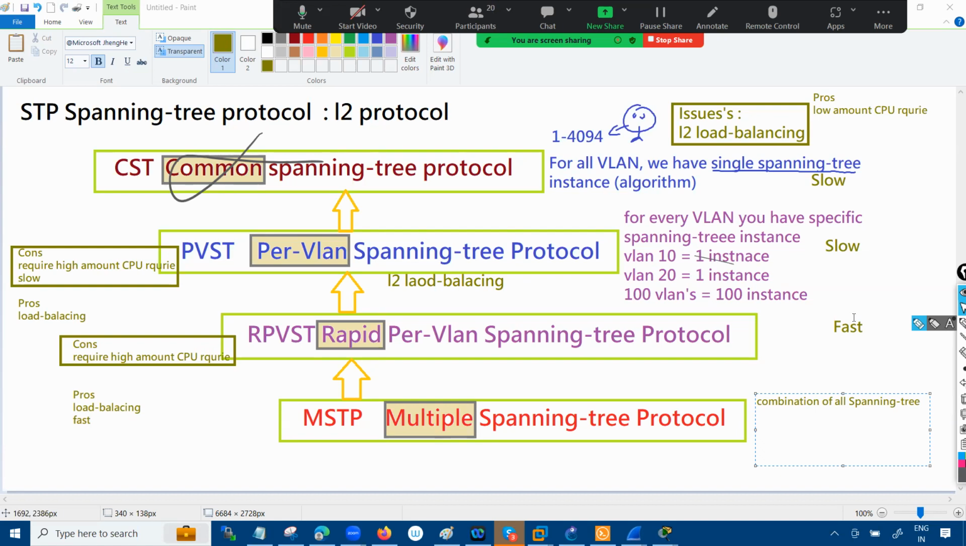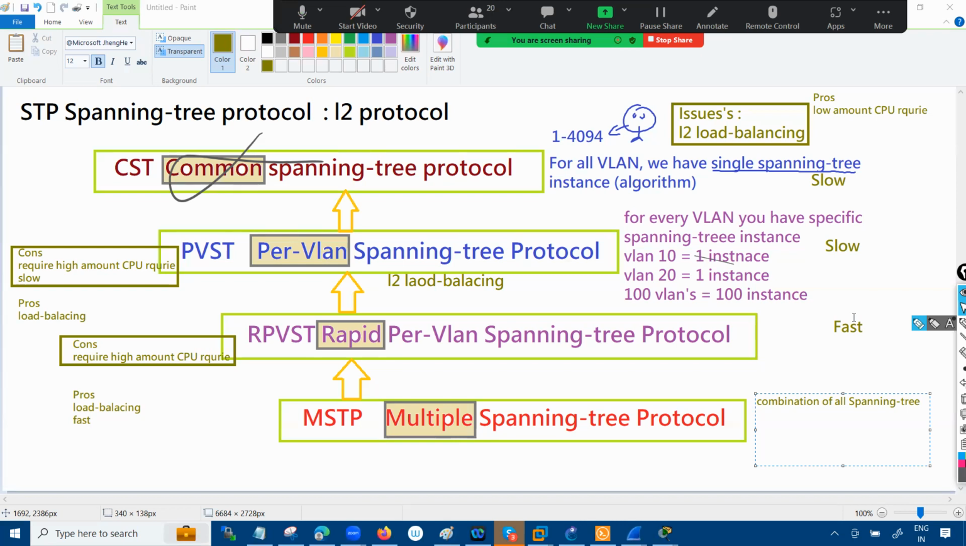Because in the MSTP, what happens? You have the ability to achieve the CST behavior. But if you really want full control and you don't have an issue with the CPU, you can go with the RPVST, because RPVST is faster. PVST, normally people are not running the PVST protocol because it's a slow one. A very slow protocol. You will see that, don't worry.